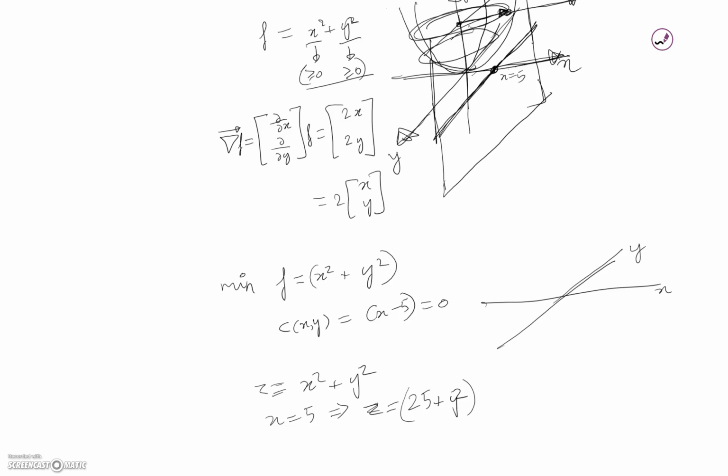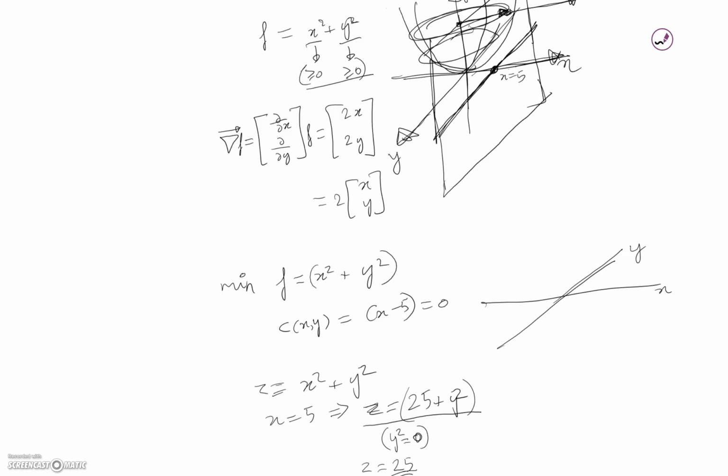Which is a parabola in the yz plane, and it's easy to see that this is minimized when y squared equals 0, because it can't go any lower than 0, and at that point the value of z is 25.